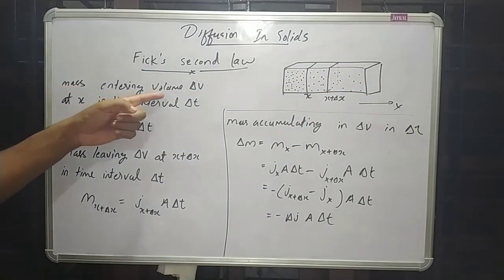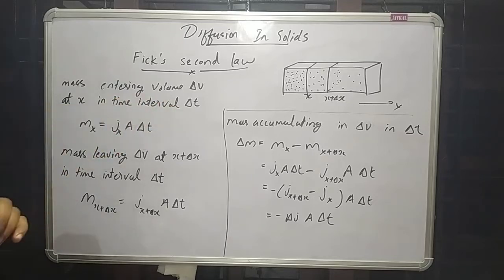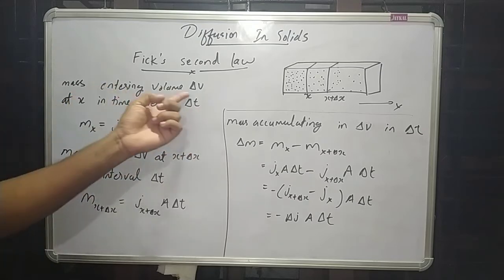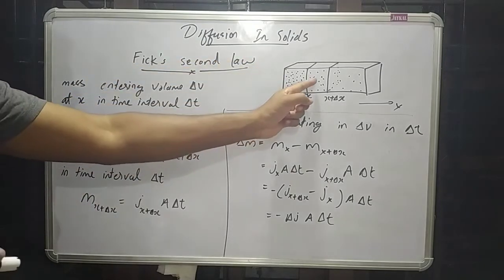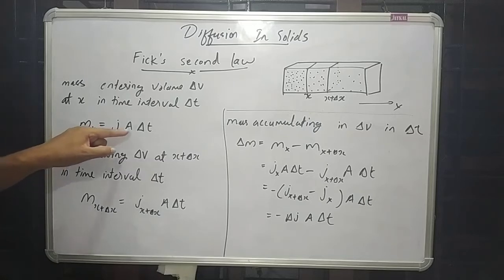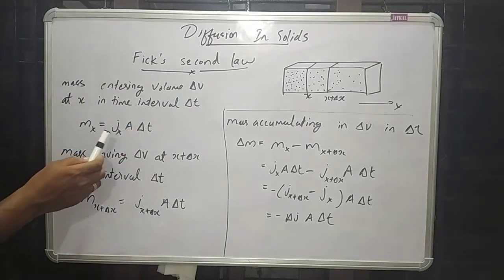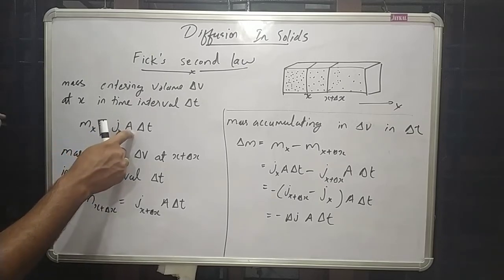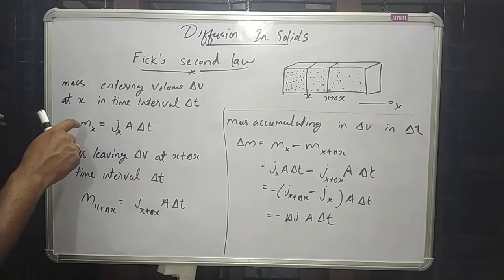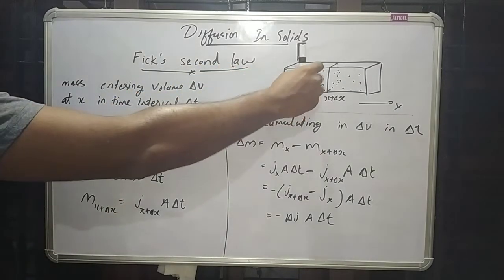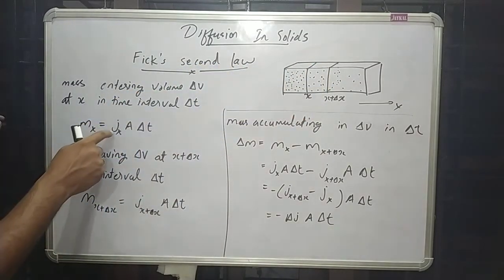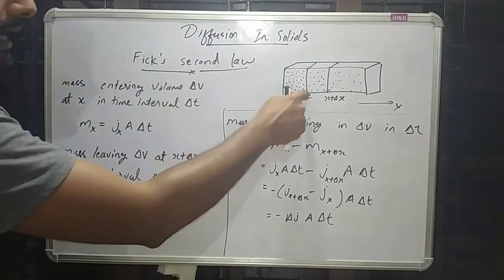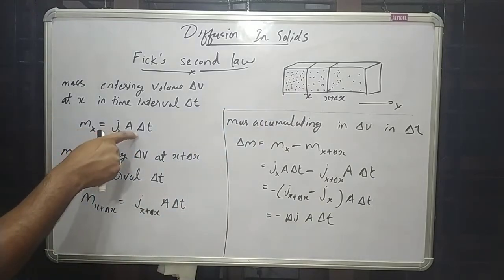The mass entering volume delta V at x in time interval delta t: we are considering a small time interval delta t. Within that time interval, the mass entering the volume delta V is mx equal to Jx into A delta t. We know the definition of the mass flux: Jx is mass per unit area in a time interval. So the mass entering this delta V at x is mx equal to Jx into A delta t.